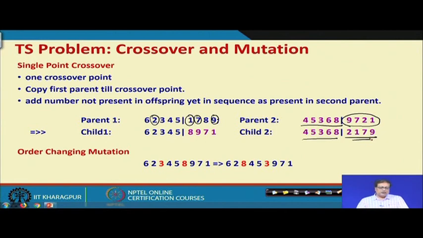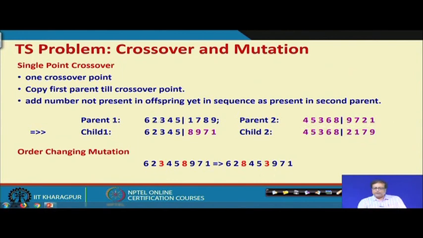And then order changing mutation. We arbitrarily pick two numbers, where the mutation probability is low enough. Supposing this number and this number, simply interchange those numbers. So, 3 becomes 8, 8 becomes 3, so that in the resulting chromosome each number has appeared exactly once. So, you have understood the crossover and mutation.